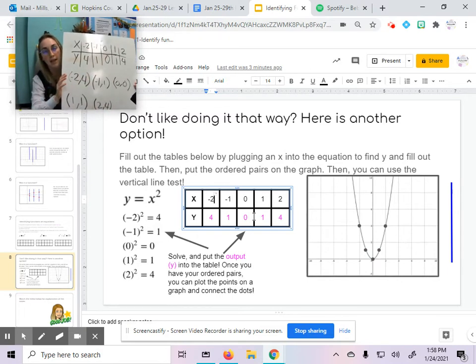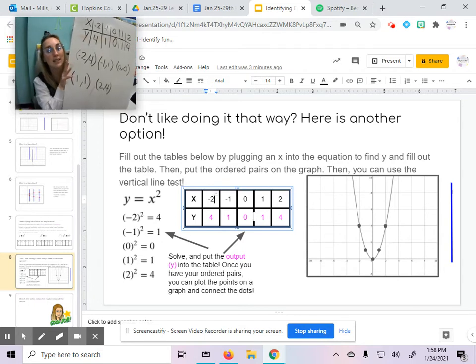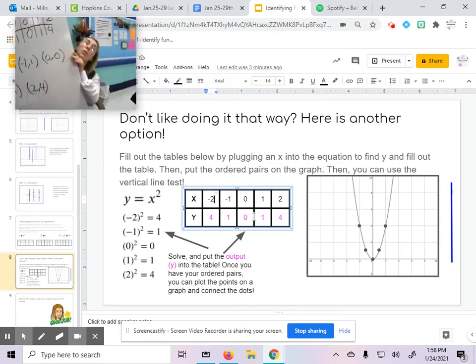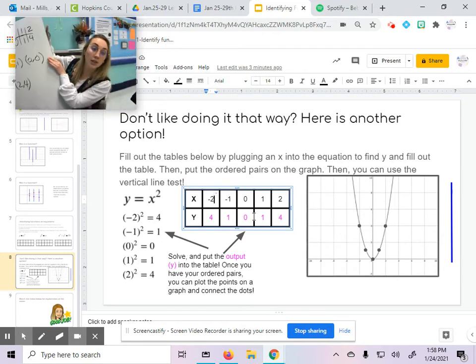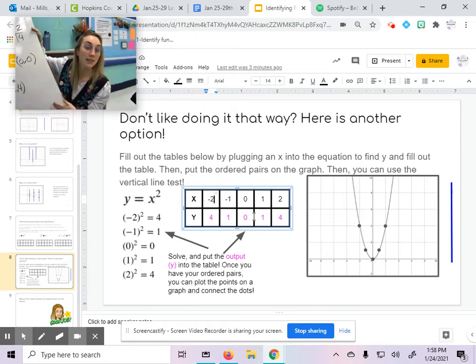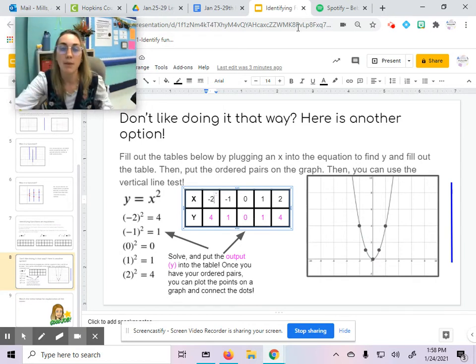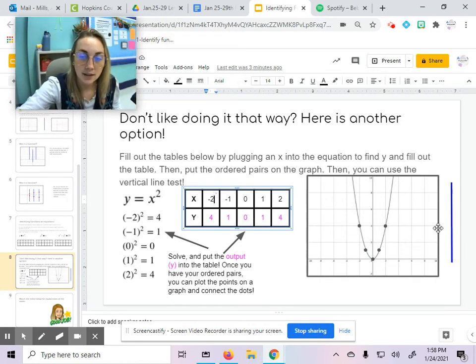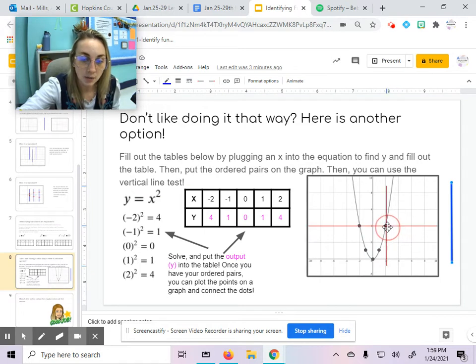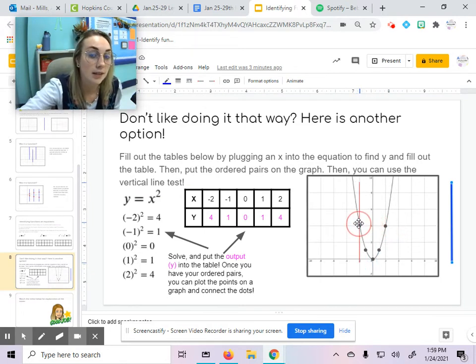You can put them on the graph, and then you can connect the dots and make your line. And once you make your line on that graph, you can use the vertical line test to see if it is a function. In this case, it is going to be a function, because if I move this blue line across the graph, no matter where I put it, it is only going to cross the line one time at any given point. Therefore, this is going to be a function.